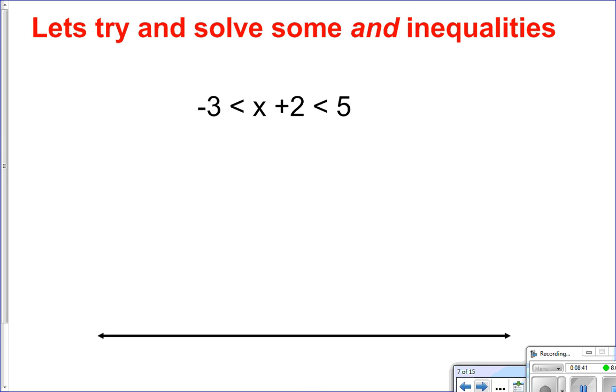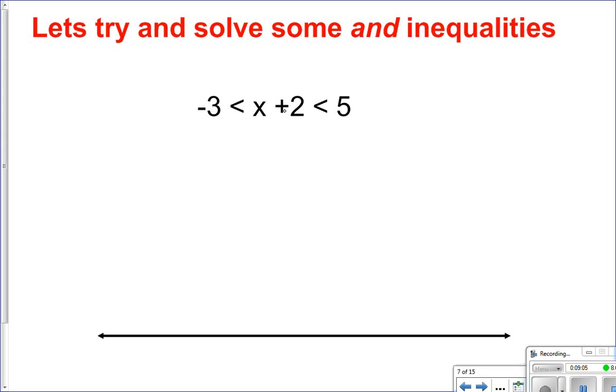So let's try and solve some "and" inequalities together. So right now I have a single inequality. I'm going to solve it as one sole inequality. I'm not going to separate it as two. So -3 is less than x plus 2, which is less than 5. So to solve this, I have to get x all by itself, just like in an equation or any of the inequalities we've worked with before. X has to be all by itself.